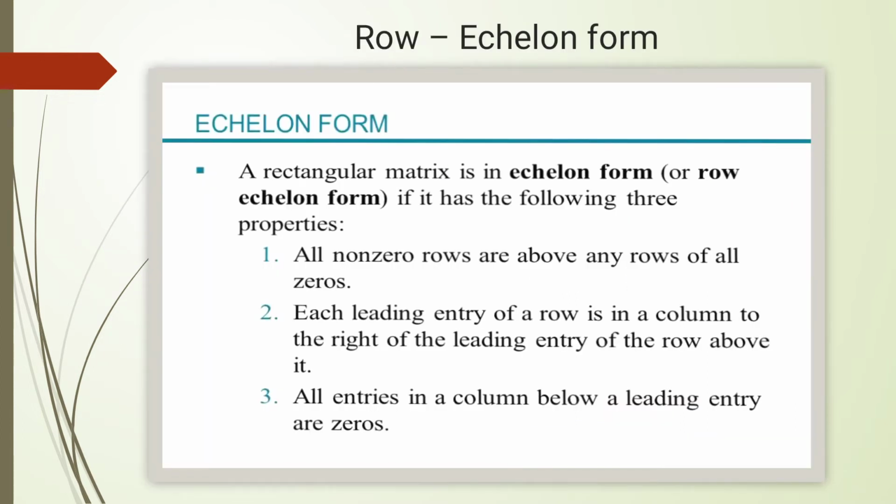Echelon form. A rectangular matrix is in echelon form if it has the following three properties. All non-zero rows are above any row of all zeros. Each leading entry of a row is in a column to the right of the leading entry of the row above it. All entries in a column below a leading entry are zeros.